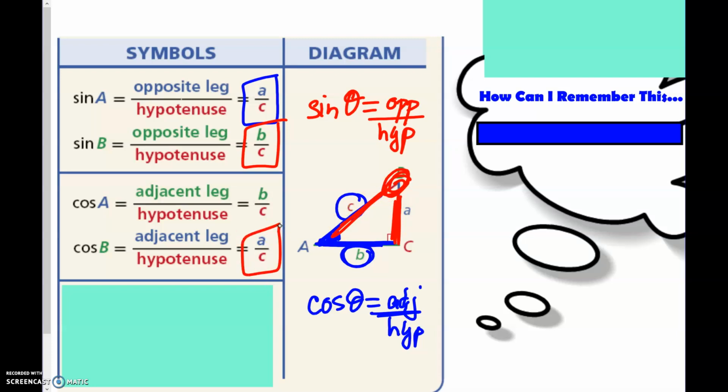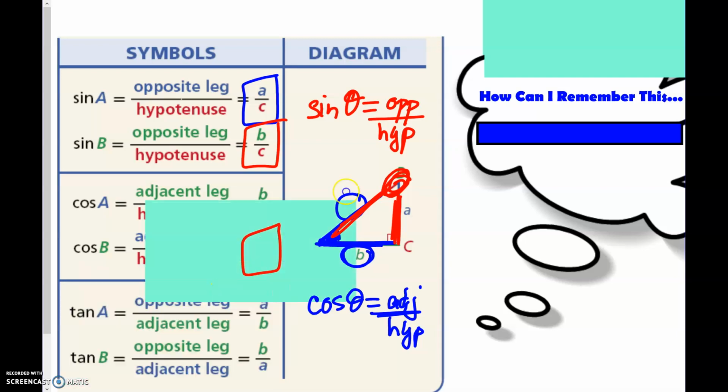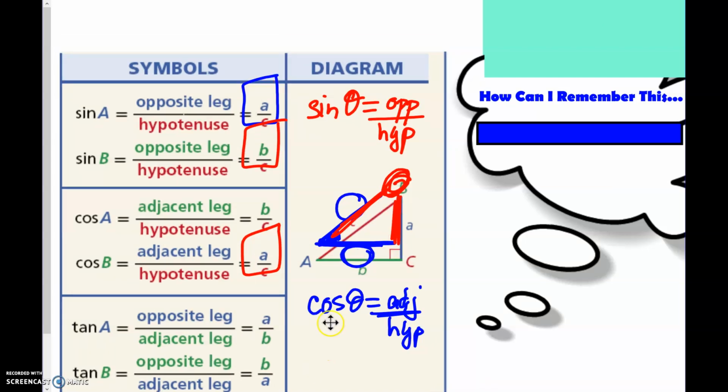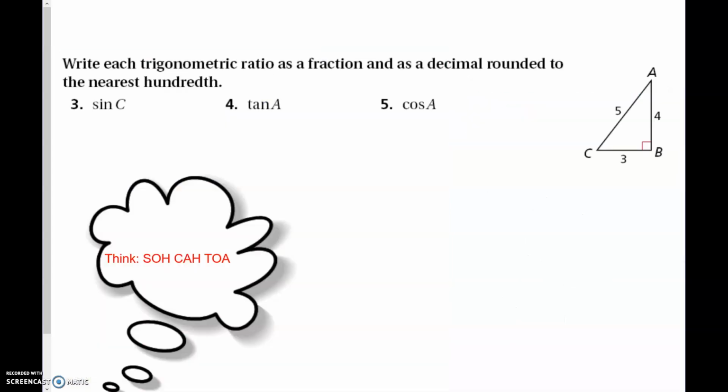And the third one that we just mentioned on that last page is tangent. The ratio of tangent is opposite over adjacent. So tangent of an angle is always opposite over adjacent. All right.